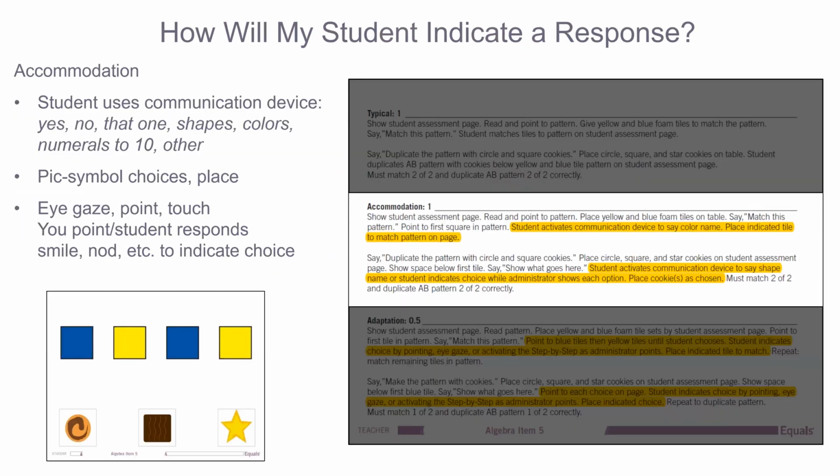So I talked a little bit about the communication device and having certain things on a device if a student can handle that. That's what the speech and language clinician thinks. So sometimes there's pick symbol choices, and I would put those in a display and my student can choose from that. And we can do that with the step-by-step as well. Then there's other responses. If I'm showing a display, eye gaze, point, touch, or you point and the student responds with a smile, a nod, or the step-by-step as I showed you a moment ago.